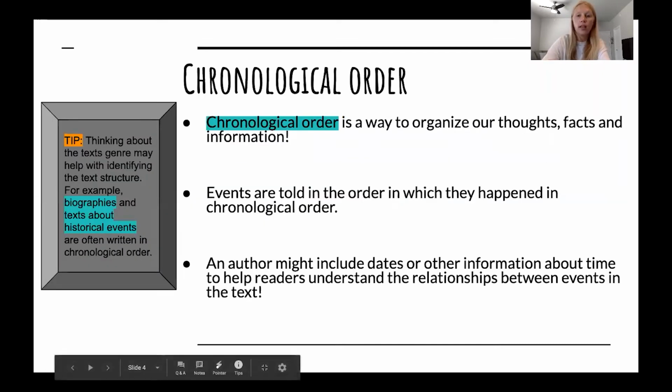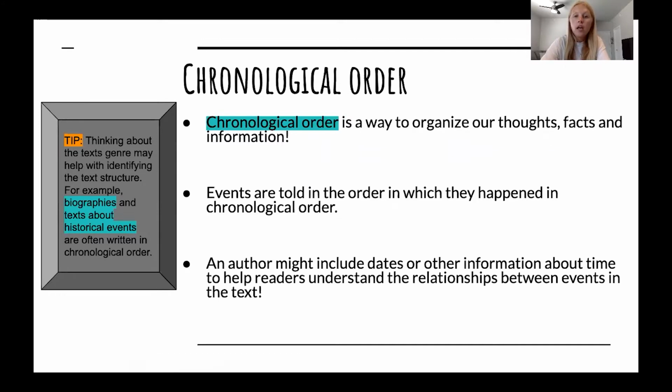So let's go over chronological order. Chronological order is a way to organize our thoughts, facts, and information. Events are told in the order in which they happened in chronological order. So in a story that's being told in chronological order, the events are being told in the order in which they are happening, which is really important to remember.